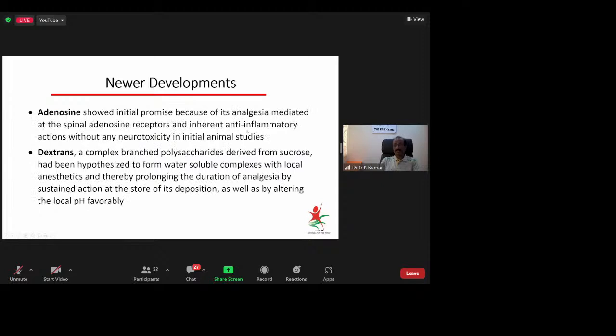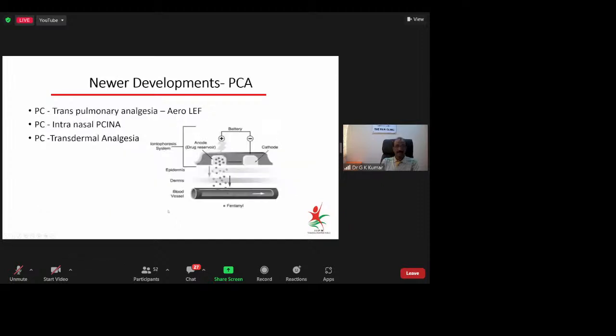Adenosine is one of the drugs for analgesia, acting on spinal adenosine receptors, and it doesn't have any significant neurotoxic effect in animal studies. We have to wait for the human trials. The same is true of dextrose, which also prolongs the duration of analgesia. Whenever local anesthetics are combined with dextrose, we may have longer-acting local anesthetics.